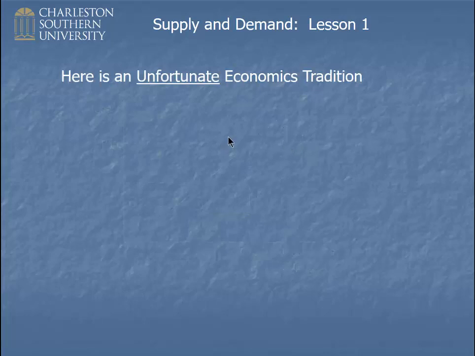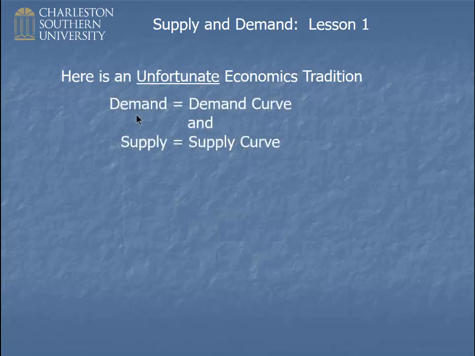So there is an unfortunate economic tradition, and that tradition is that this word demand, when an economist, especially a microeconomist, uses that word demand by itself, they always mean demand curve. If you see the word supply that is written or spoken by an economist, they always mean supply curve. The problem is that the journalists who write the articles about business don't follow this tradition, and sometimes they'll use this word demand and they'll mean that schedule of prices and corresponding quantities demanded, and sometimes they'll just mean an amount. They have no discipline about those words.